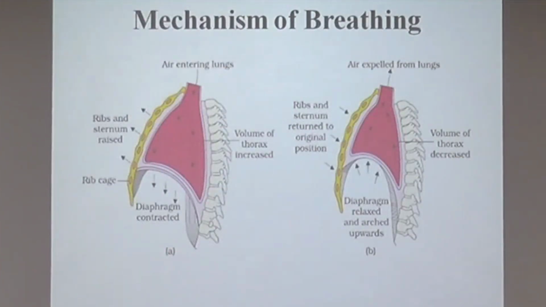Mechanism of breathing. Figure A shows the inhalation process in which the diaphragm is contracted and the ribs and sternum are raised. So the volume of thorax increases and air enters the lungs. This is the process of inhalation.